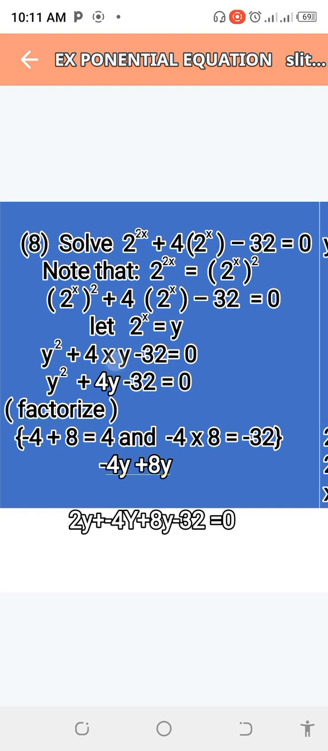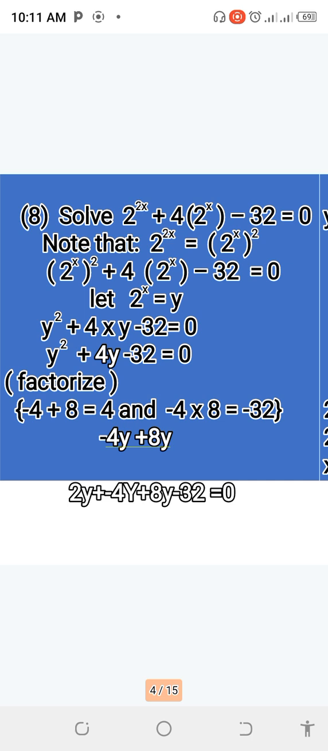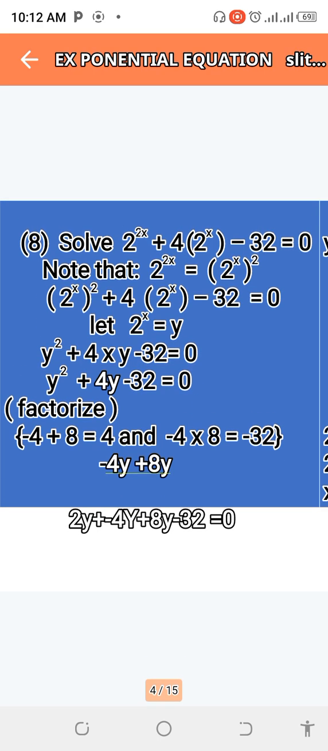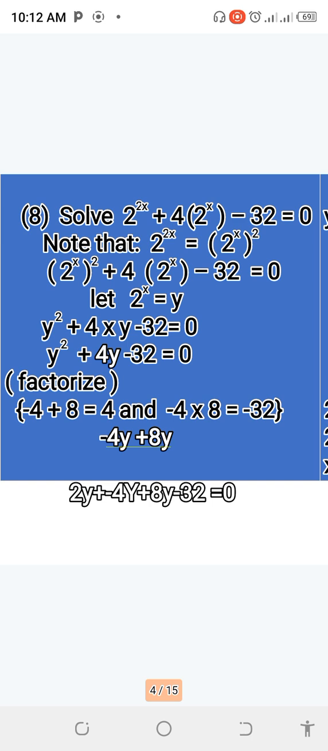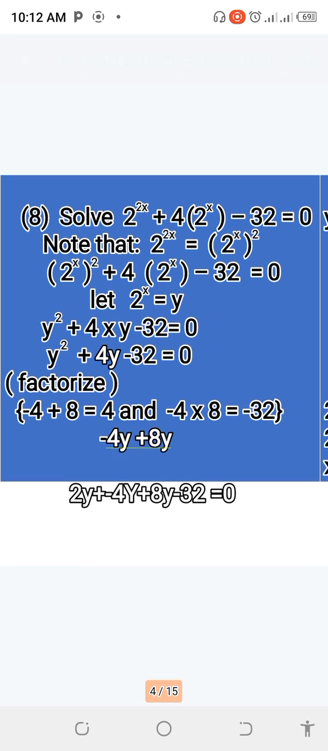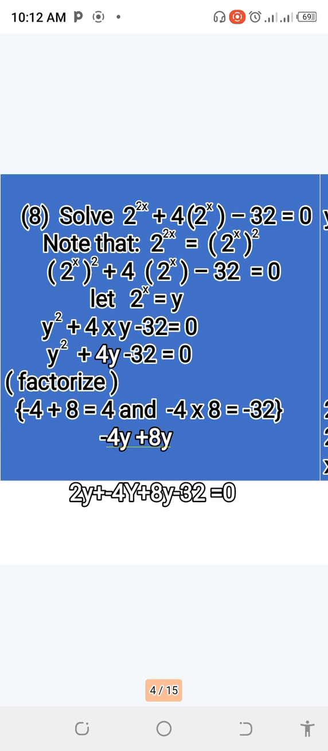So that x there is a typographical error. When you are copying it, you remove that x. It is y exponent 2 plus 4y minus 32 is equals to what? 0. That is it here. So what we need to do now, this is the correct one. This one is the correct one. What we need to do is to factorize this equation.